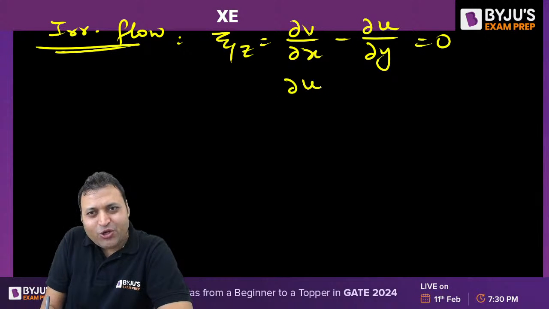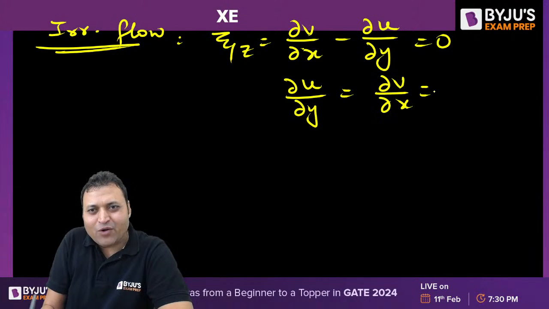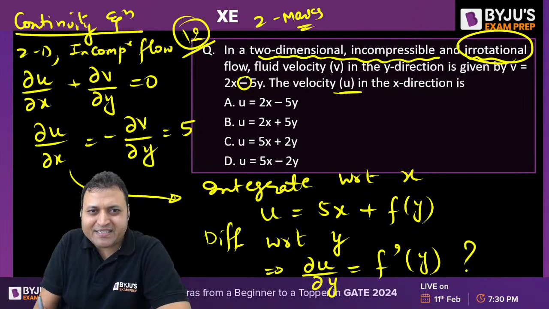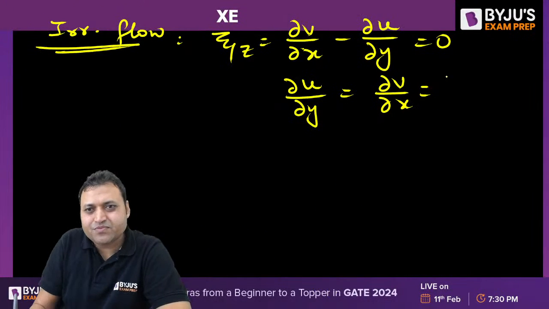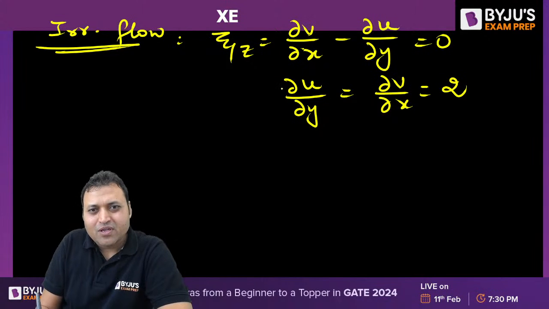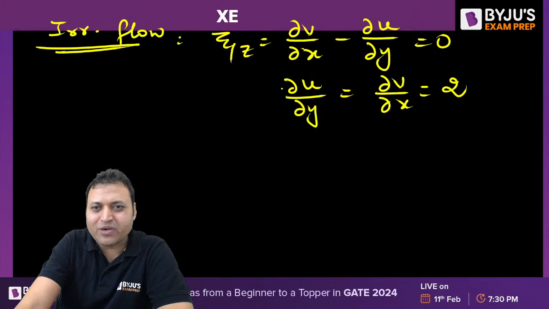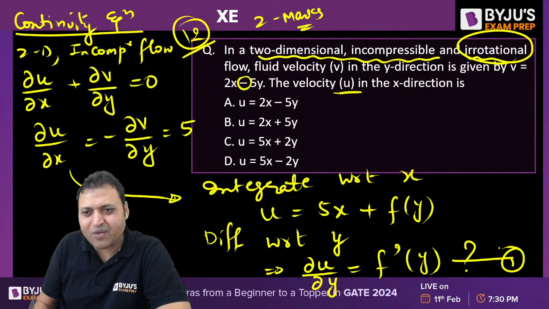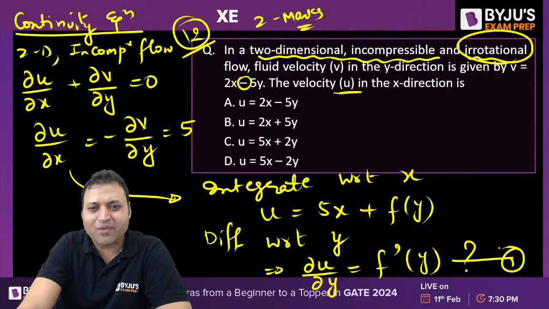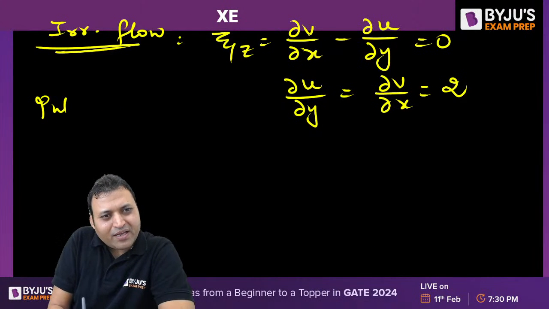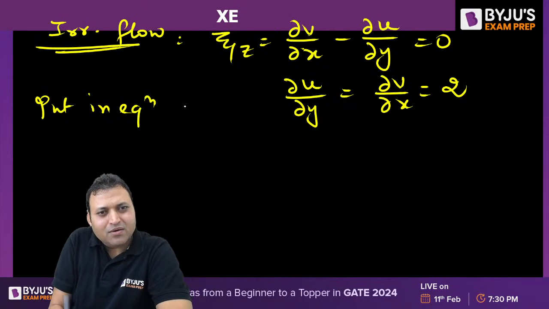So del u by del y can be written as del v by del x. And what is del v by del x? V is given, del v by del x is 2. Isn't it 2? So put the value in the equation. This is, let us say, equation number 1. Put the value in equation number 1.